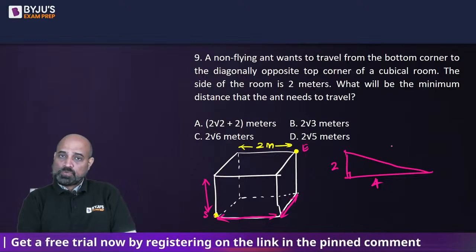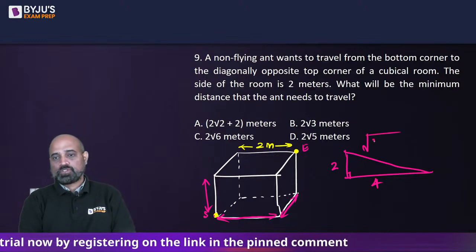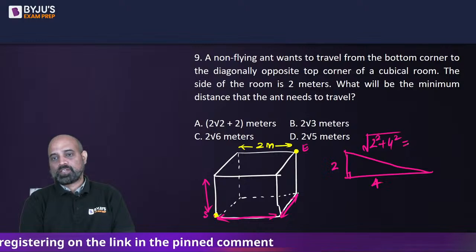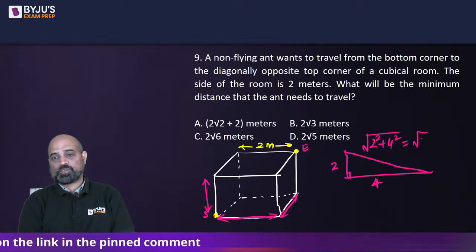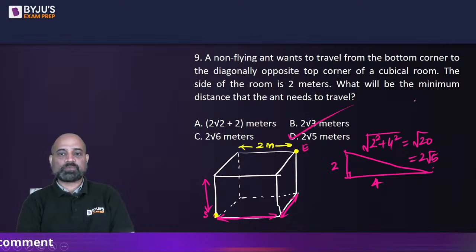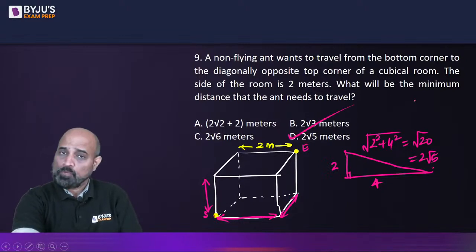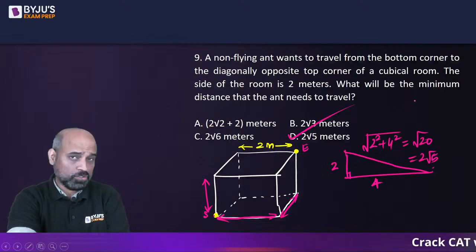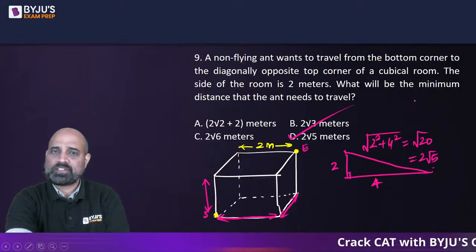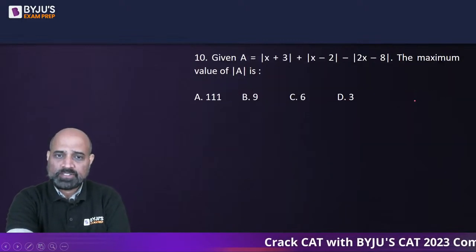The hypotenuse will give you the shortest distance, which is going to be under root 2 square plus 4 square, which is 4 plus 16, 20. So under root 20, which is nothing but 2 under root 5. So D becomes your answer. What is the trajectory going to look like? That's not our concern. We only need to find the distance, the shortest. That is good enough.